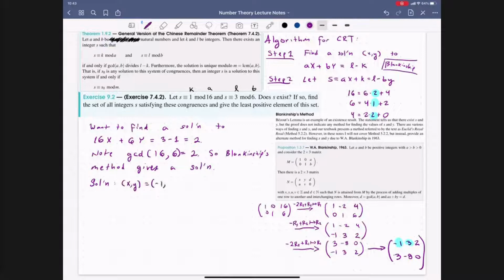-1, 3. So now s, so by step 2, we know that now s is going to be ax, and so here we have 16 times -1 plus k, and then this should equal the same as doing L minus by, so we have 3 minus b, which is going to be 6 times 3.